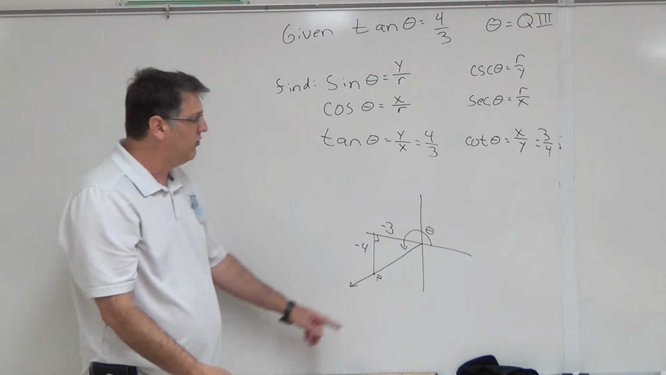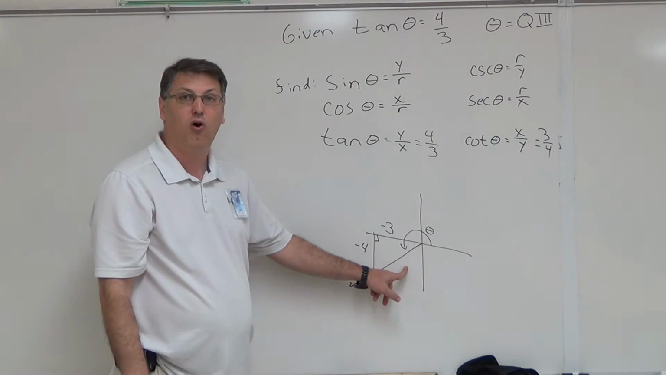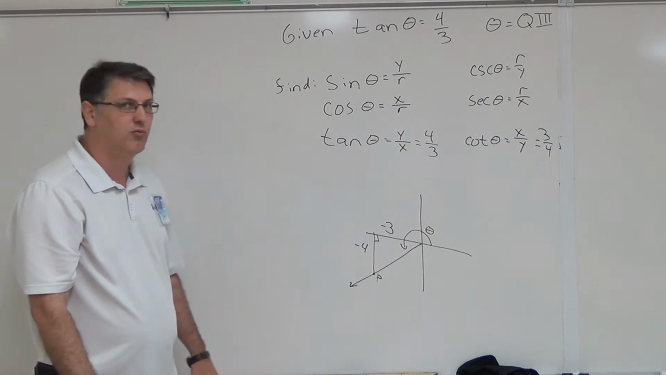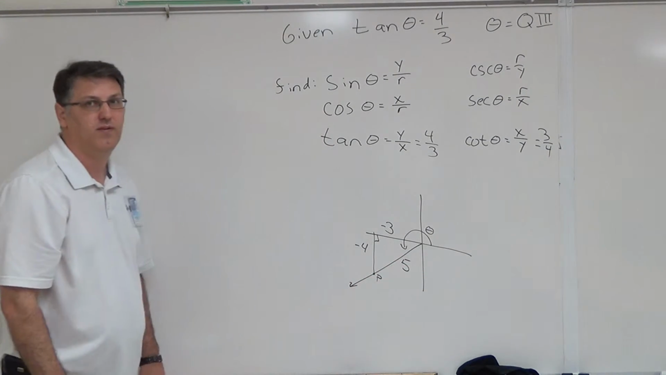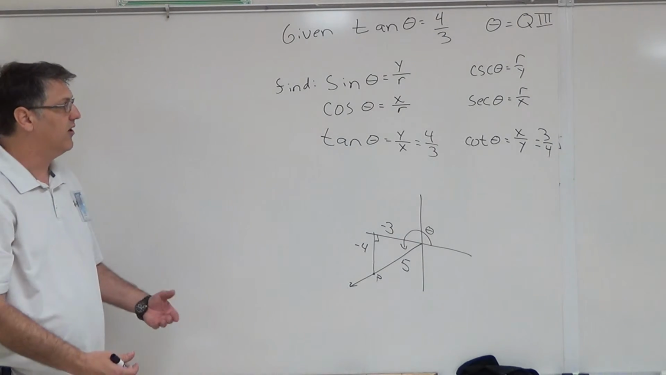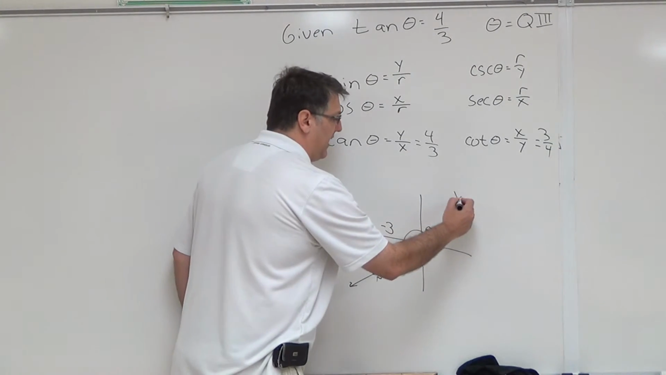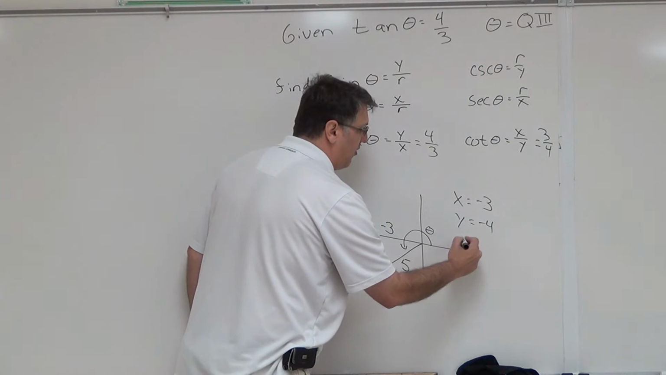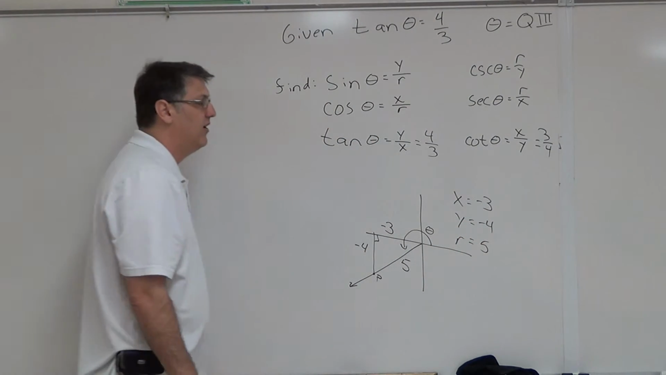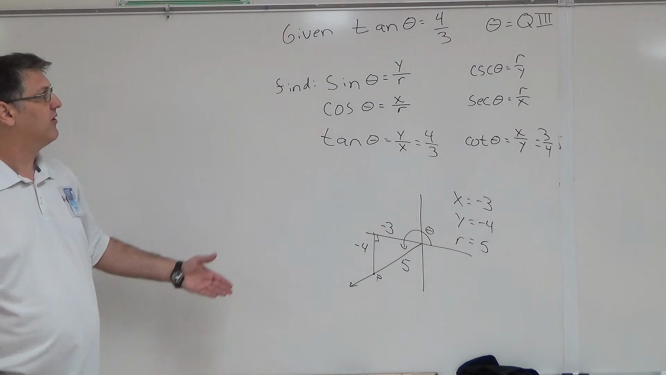Now this is a special triangle. If you didn't know it, you'd use the Pythagorean theorem to find your r, or your hypotenuse, but it's a 3, 4, 5 triangle, so your hypotenuse is 5. From here, I like to list out my x is negative 3, my y is negative 4, and my r is 5. From there, you just go in and fill everything out.